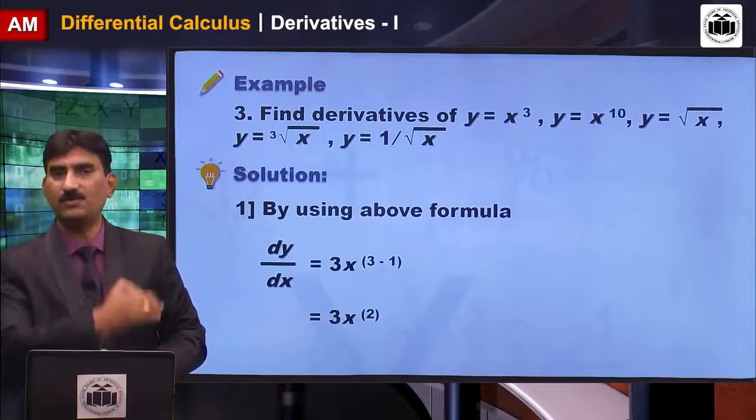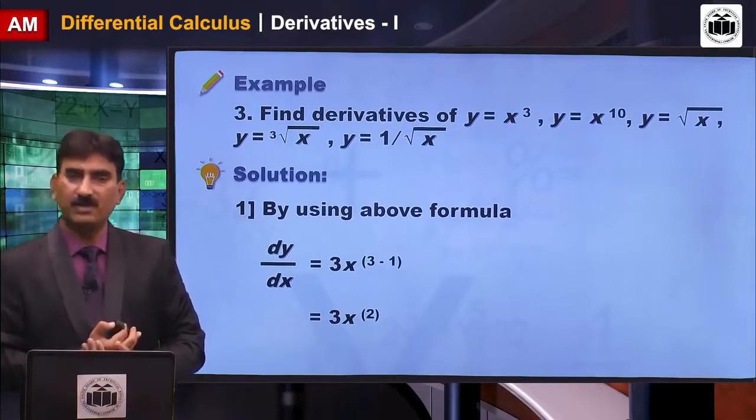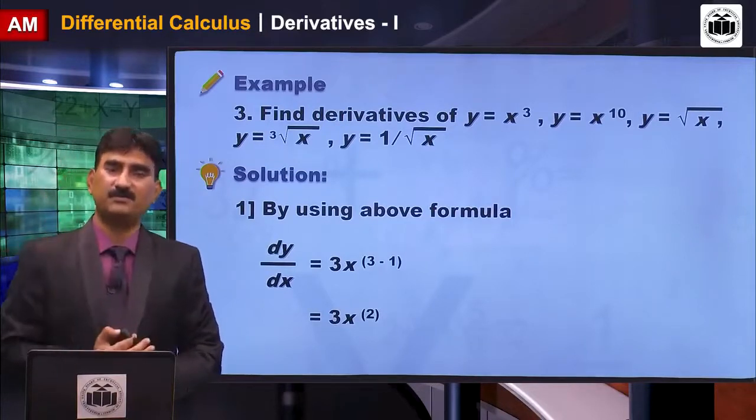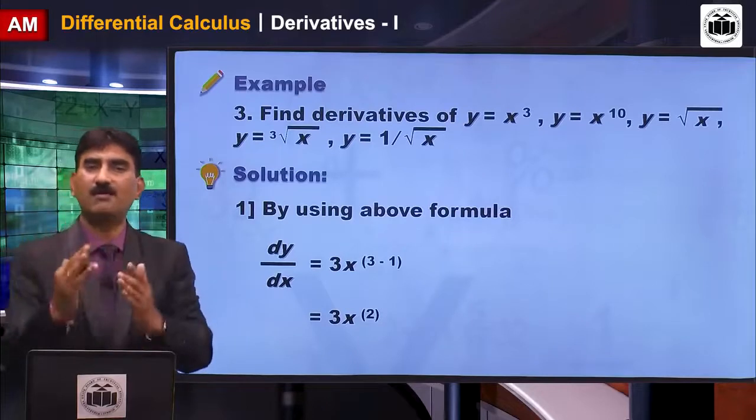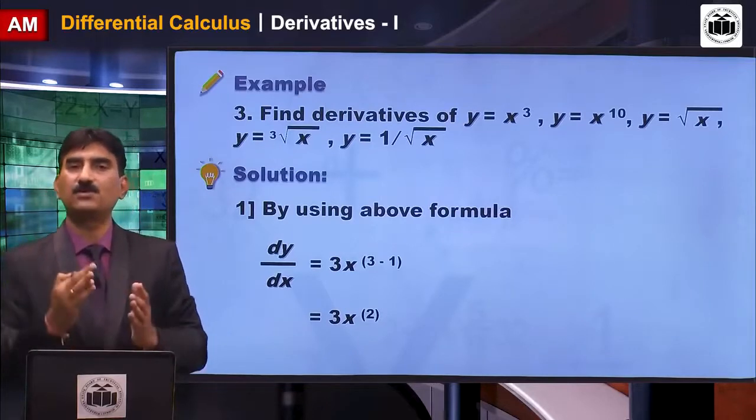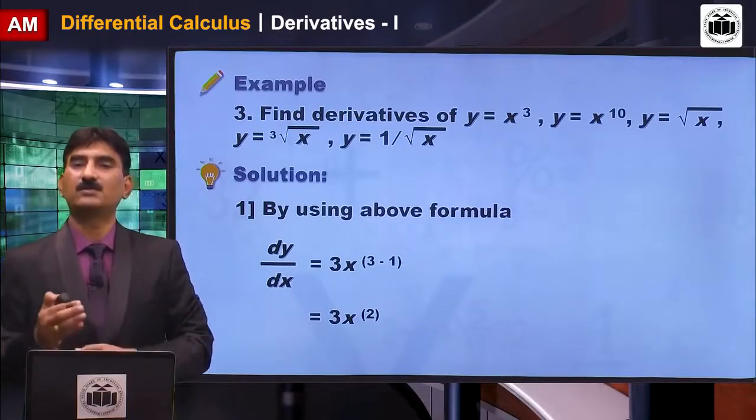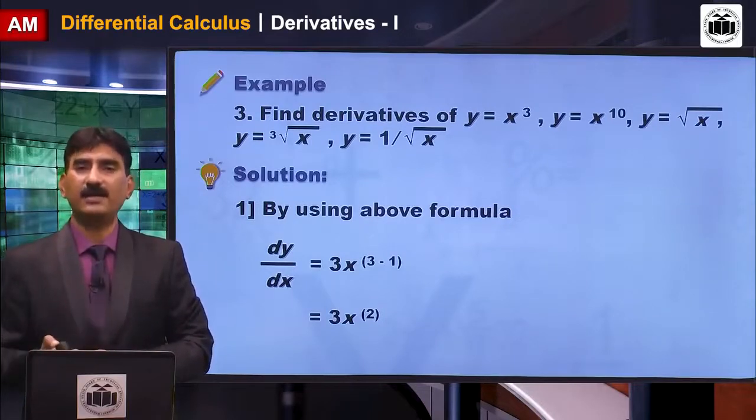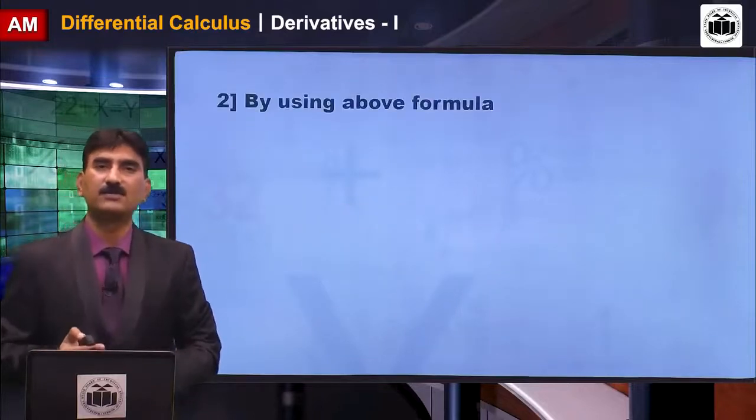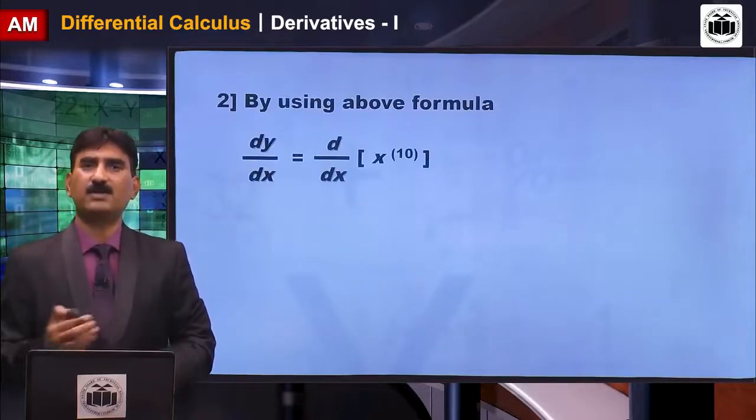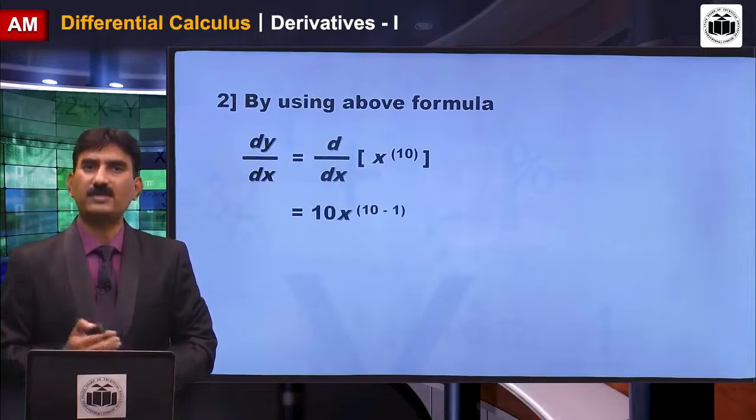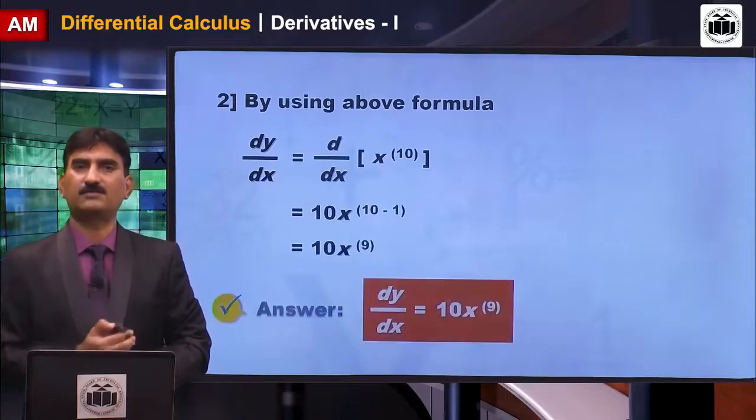Which formula do we have to use here? Very good. Derivative of x raised to n. We have to use this formula here. Our n is 3. So the derivative of x cube is 3 into x raised to 3 minus 1, that is 3x square. Very good. Take another example. d by dx of x raised to 10. We get 10 into x raised to 9.